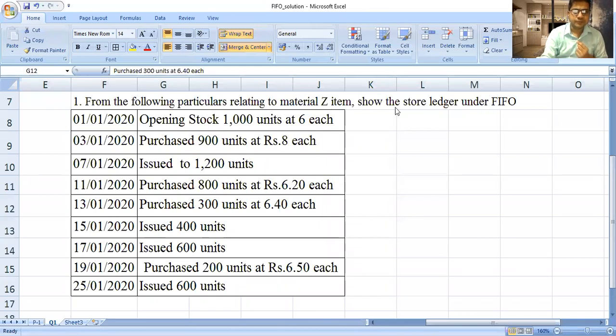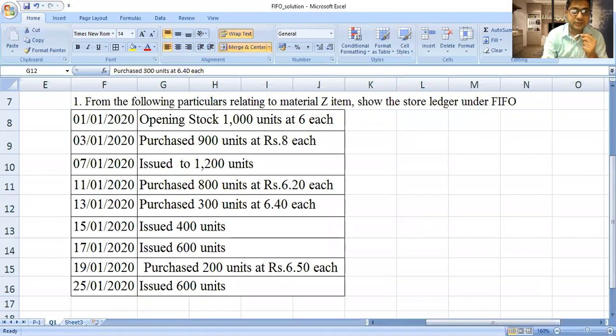We have to prepare store ledger under which we have to apply first in first out method. They have provided information regarding the material Said, purchases and issues. Now we have to find out, after the end of the January month, how much amount of closing stock is available in our godown, and therefore we have to apply first in first out method.